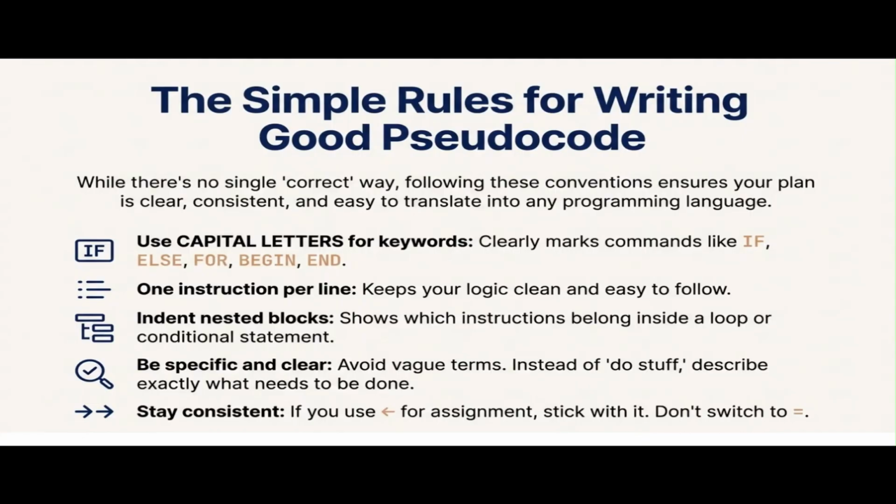Fourth, be specific. Don't say do stuff. Say exactly what, like add one to counter. And fifth, stay consistent. If you use an arrow for assigning values, don't switch to equals halfway. These are like grammar rules for your plan, making it readable for you or anyone else.